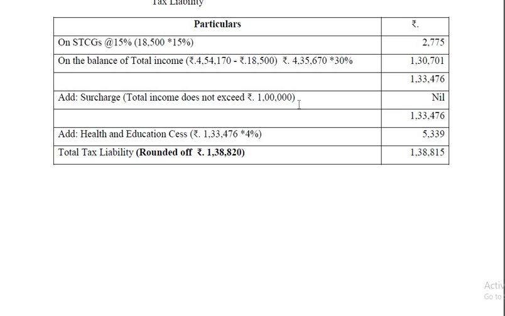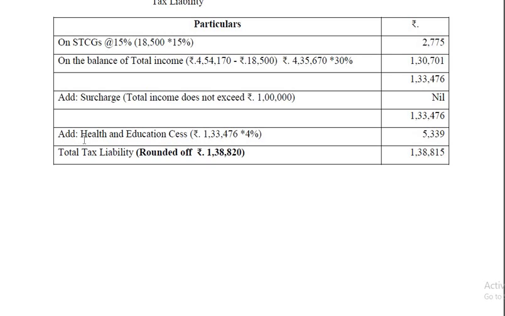But here the total income does not exceed 1 crore. Sorry, it is written as 1 lakh. It should be 1 crore, not 1 lakh. It should be more than 1 crore. Then only, okay, surcharge is leviable. In the case of domestic company, it is 7%. And in the case of foreign company, it is 2%. If it crosses 10 crore, then it is 12%, and in the case of foreign company, 5%. So here it is not applicable. So 1,33,476 is the tax on the income.